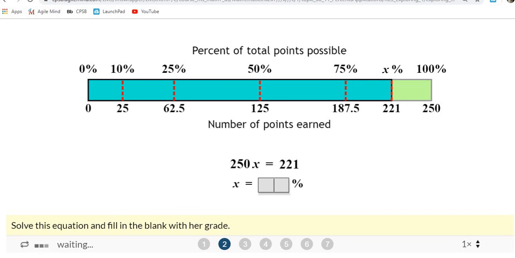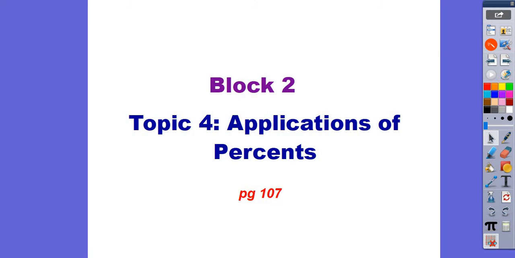So I want you to actually write underneath there. It said what percent? We're calling that X. Then of stood for what operation? Multiplication. Of what? 250. Then it says is. What math symbol does is stand for? Equal sign. Is what? 221. So I now have a problem I can work.